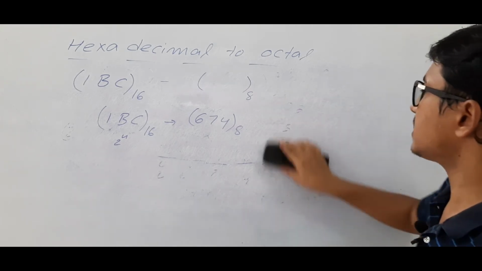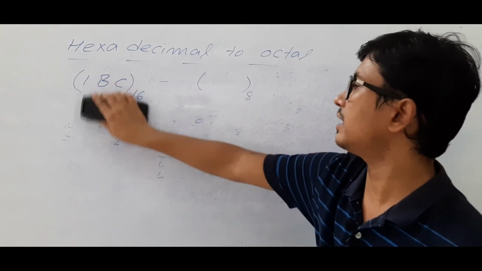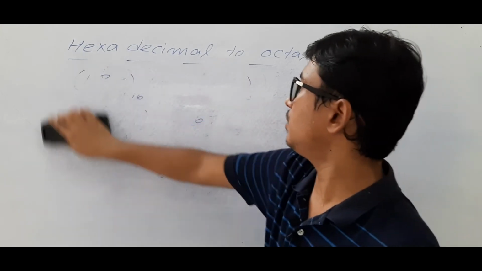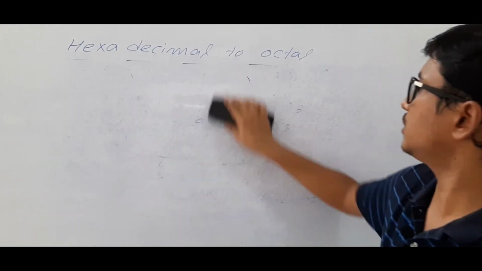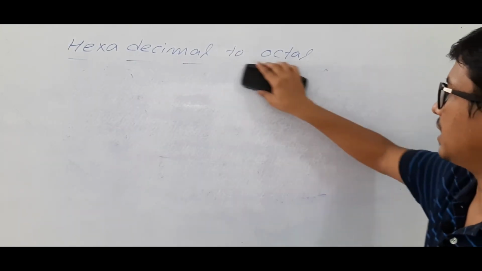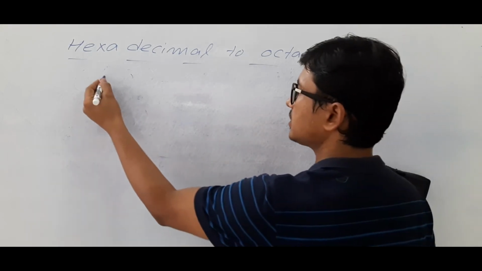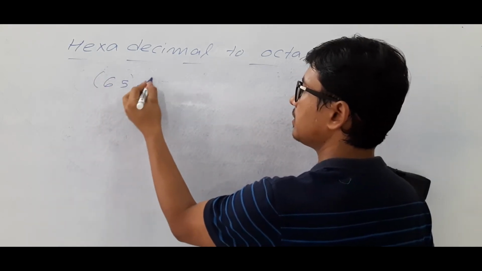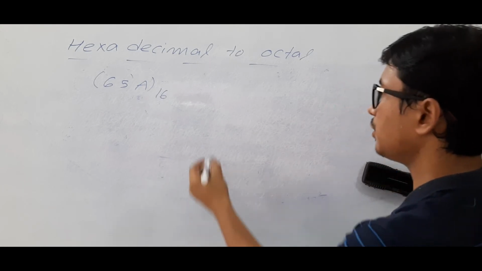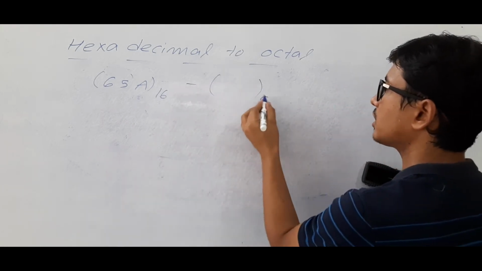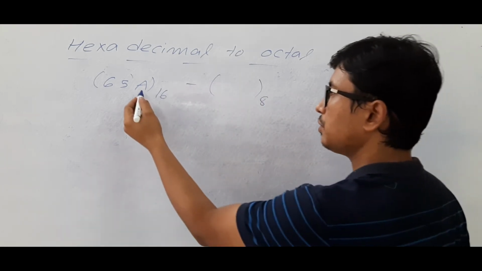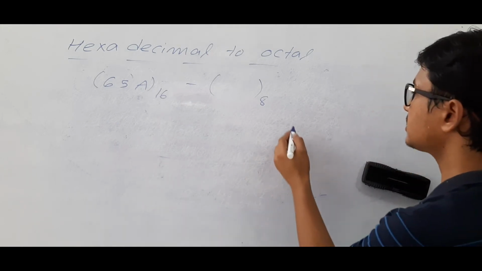Now we will discuss another example for better understanding. Okay. Now let me take another example so that you can understand the concept in a better way. Now let's take 65A hexadecimal, which I want to convert into an octal number. So what I will do, I have A is 10.